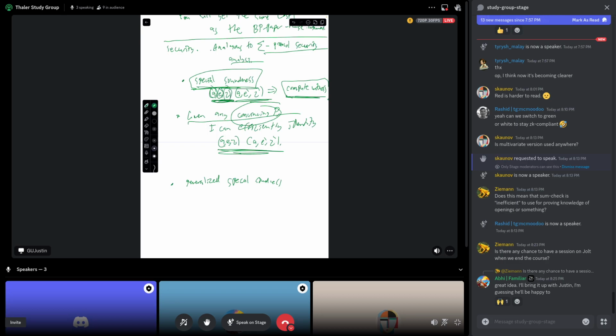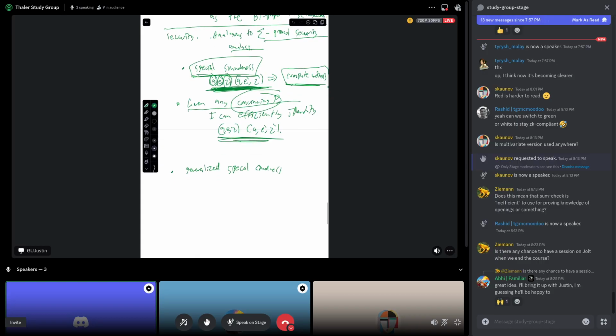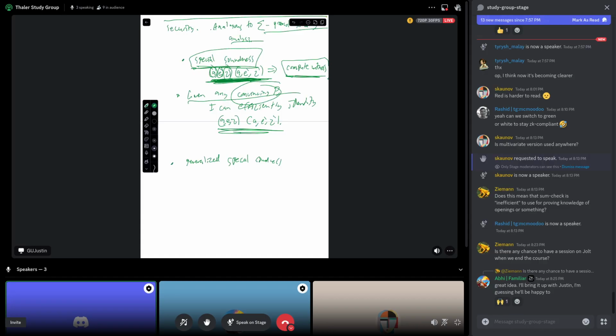Okay, but Bulletproofs is log n rounds. Given how many rounds Bulletproofs has, you can't hope to identify the witness from just 2 accepting transcripts. You need more than 2. So what is the right notion of generalized special soundness?